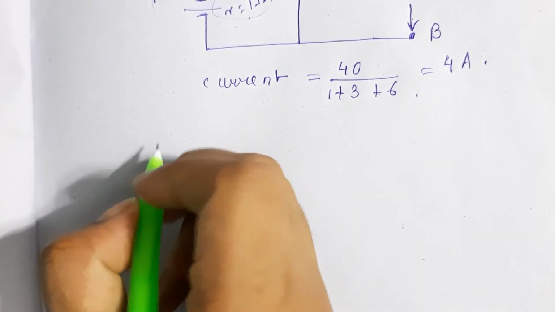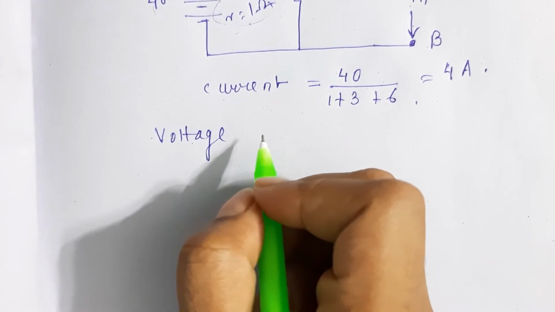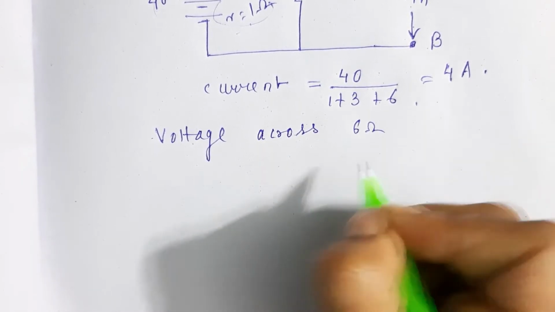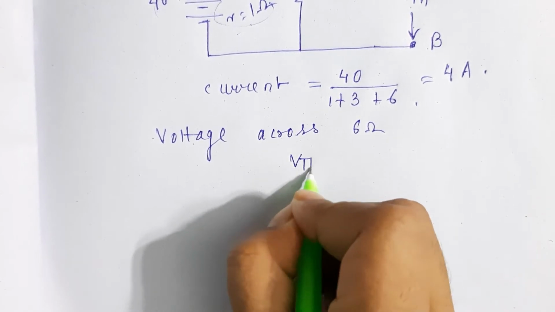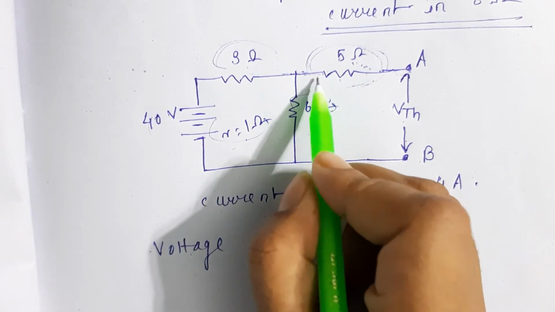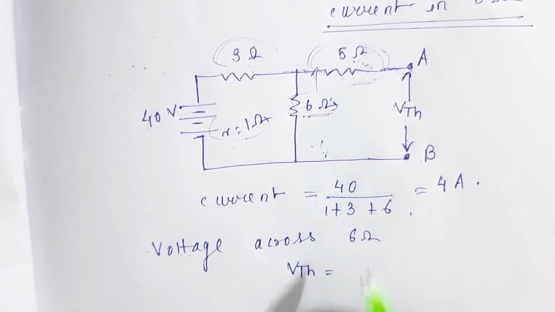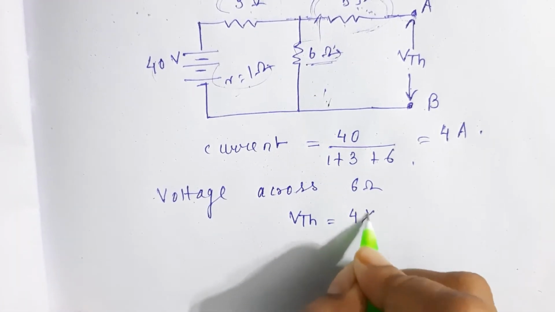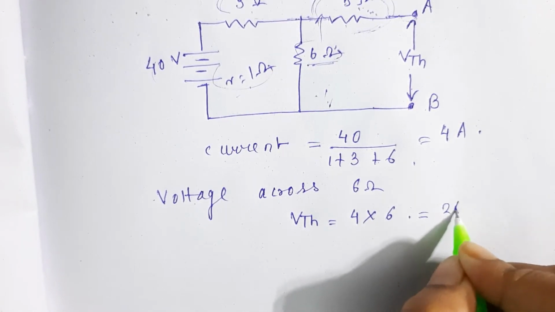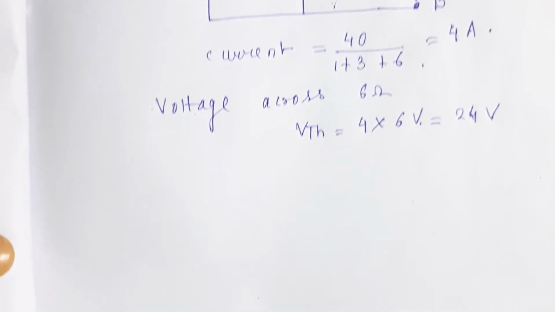So this is the current. Now if we find the voltage across the 6 ohm, it will be VTH. VTH will come like this. Which resistance do you consider? The 6 ohm, so it will be current into 6, which comes as 24 volt. Now we will calculate RTH.